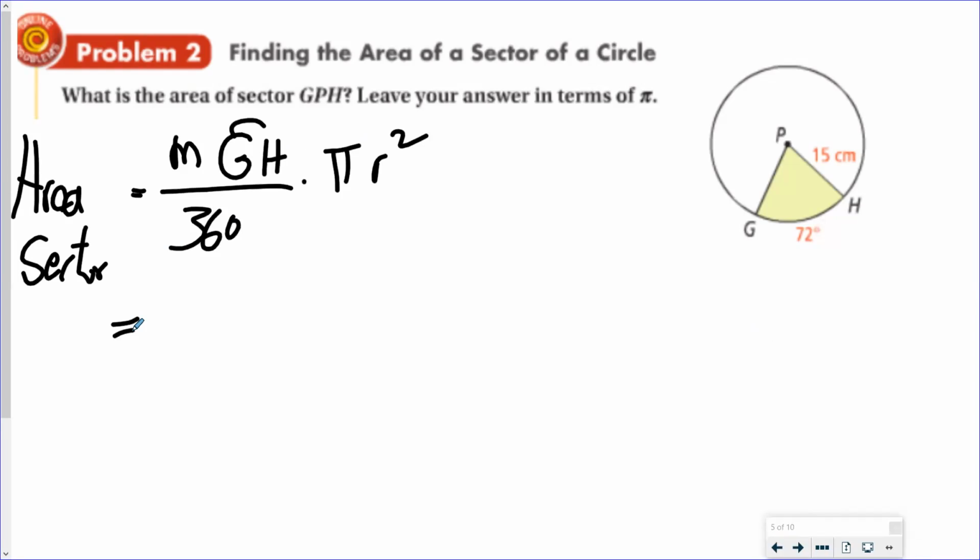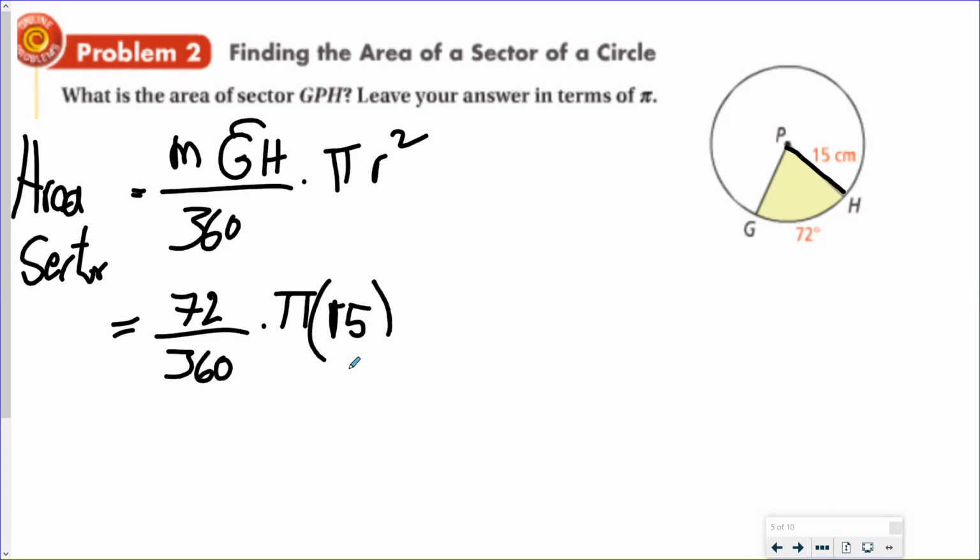What is now the measure of arc JH? 72. 72, thank you. So 72 over 360 times pi r squared. What is the radius of the circle? 15. Thank you. So now 72 over 360 multiplied by pi times 15 squared. It will be 45 pi, and the unit is square centimeters. So this will be the area of a sector of a circle.